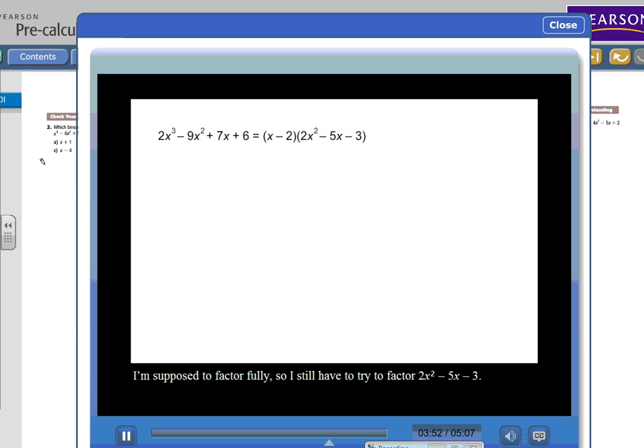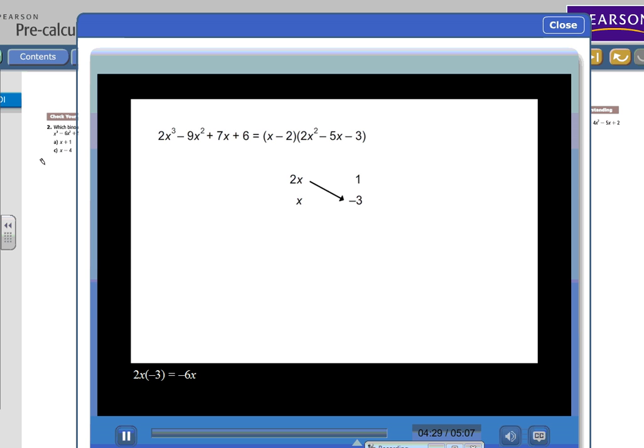I'm supposed to factor fully, so I still have to try to factor 2x squared minus 5x minus 3. I need to combine the factors of 2x squared with each pair of factors of negative 3 until I find a sum of negative 5x. The factors of 2x squared are 2x and x. The factors of negative 3 are 1 and negative 3, and negative 1 and 3. We'll try using 1 and negative 3.